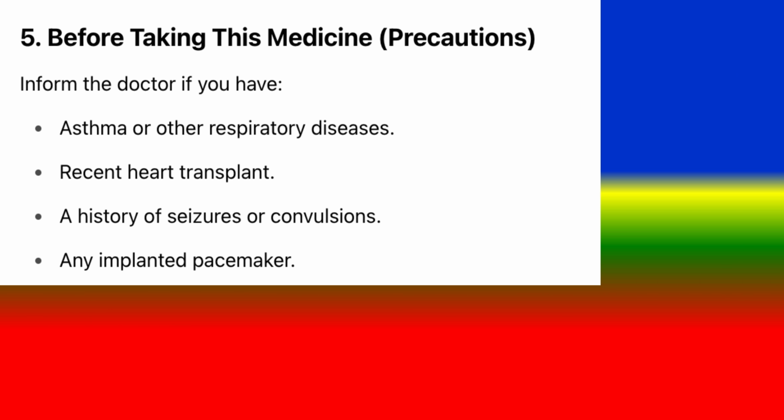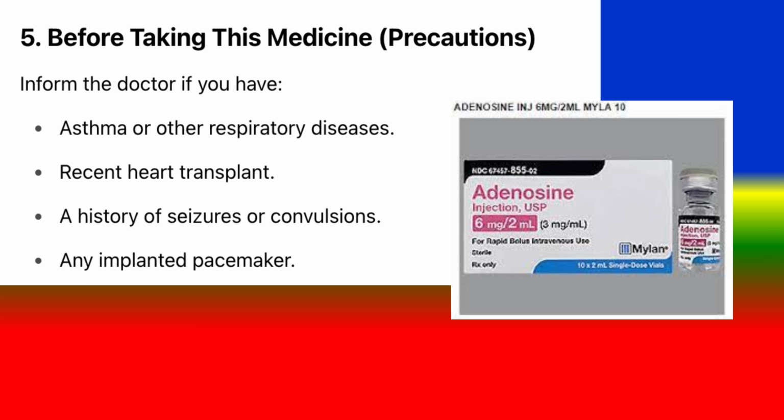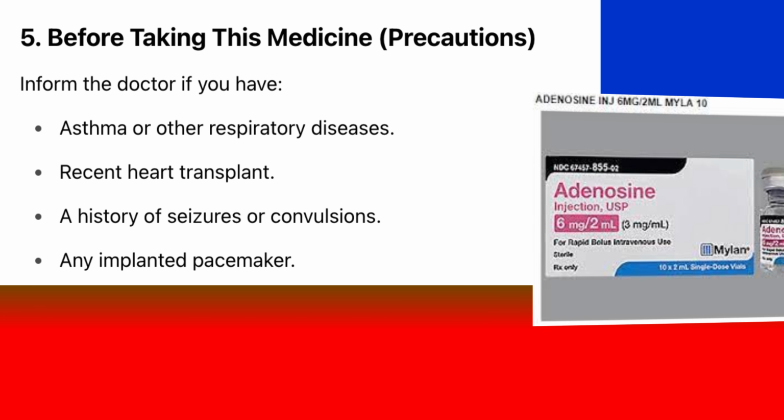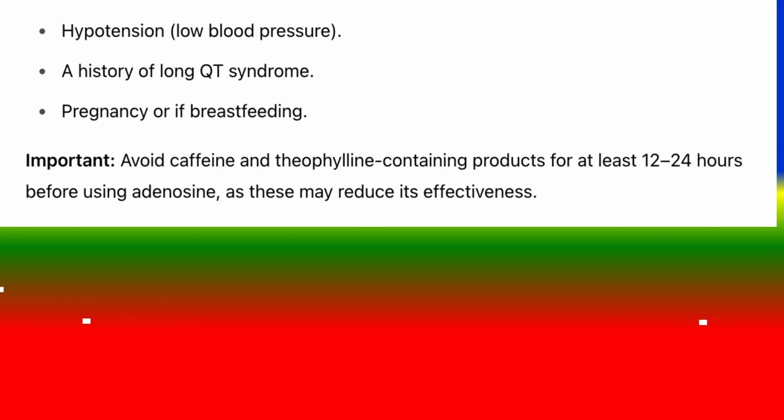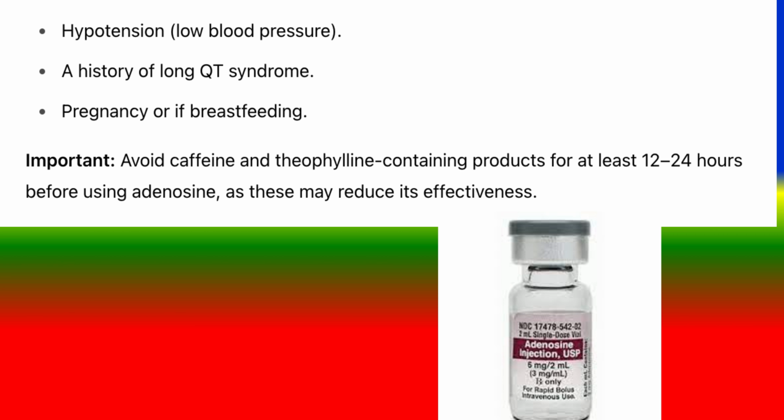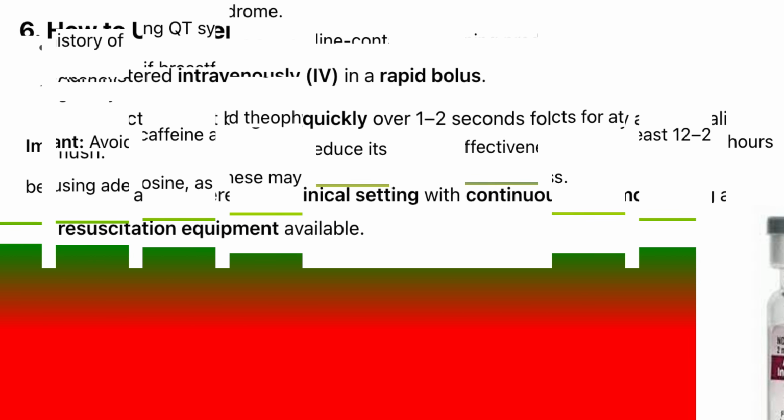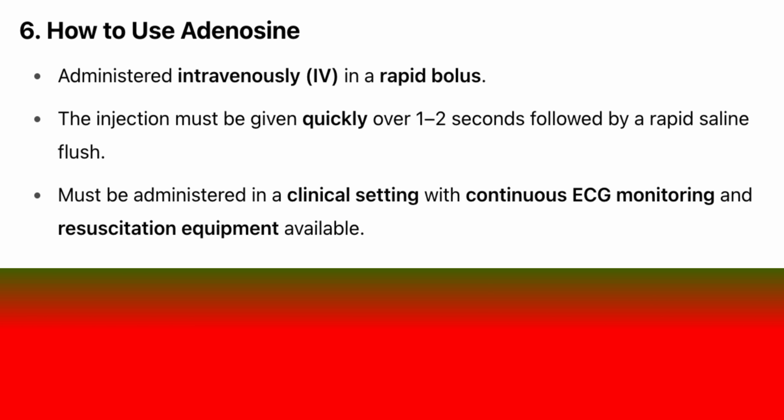5. Before taking this medicine, precautions. Inform the doctor if you have asthma or other respiratory diseases, recent heart transplant, a history of seizures or convulsions, any implanted pacemaker, hypotension, low blood pressure, a history of long QT syndrome, pregnancy, or if breastfeeding. Important: avoid caffeine and theophylline-containing products for at least 12 to 24 hours before using adenosine, as these may reduce its effectiveness.